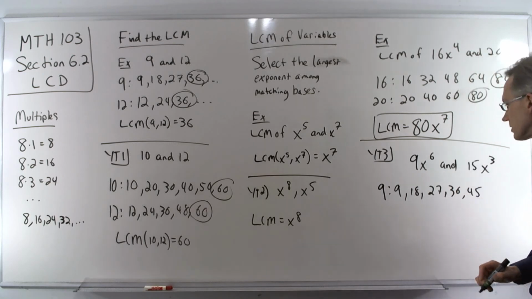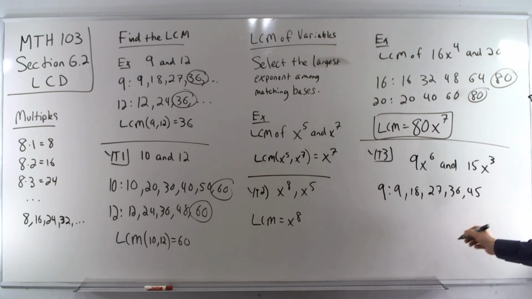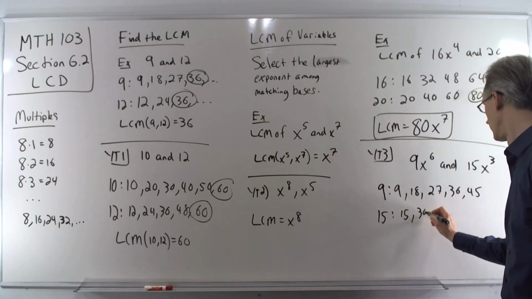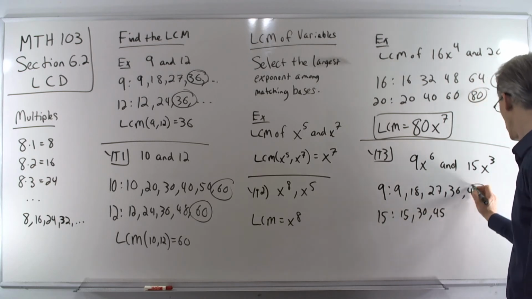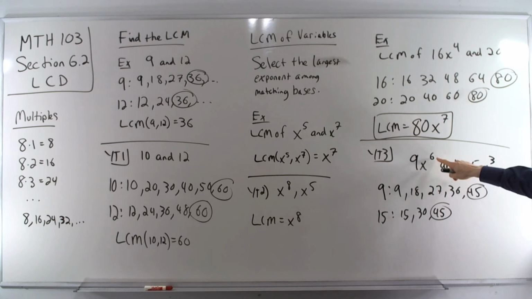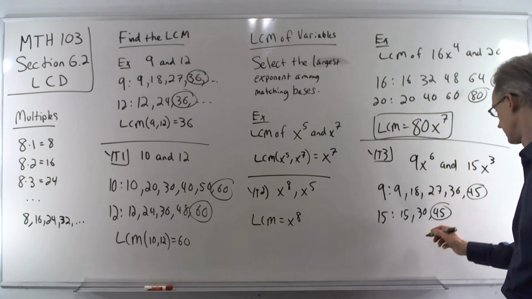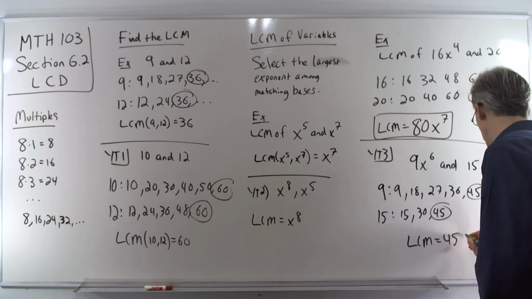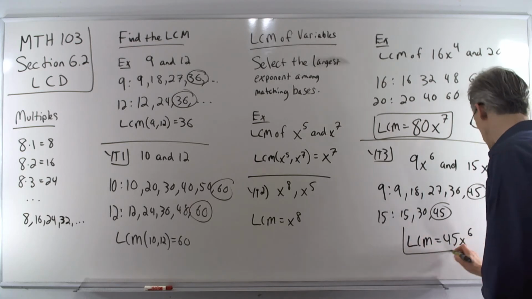So we'll start with the numbers. 9, we got the multiples here, and 15. And the first match is 45. Now these two variable parts, we got matching bases x, so we'll select the largest exponent, 6. So the LCM equals 45 x to the 6th power.